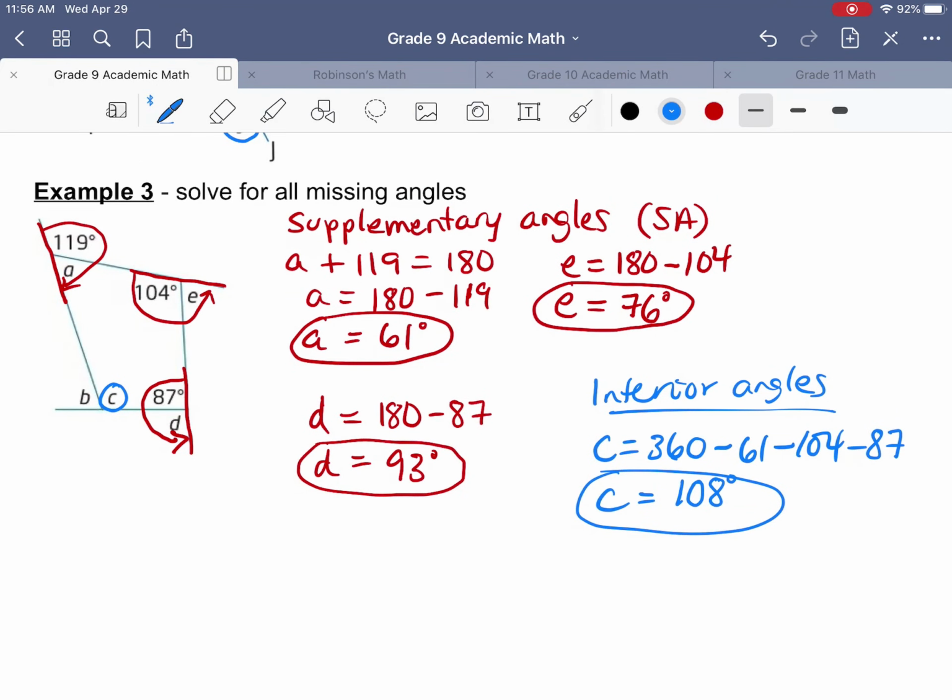And lastly, we are going to solve for B. And we can actually now use the supplementary angle theorem to find B because we have C. So B is going to be equal to 180 minus 108. So B is equal to 72 degrees.